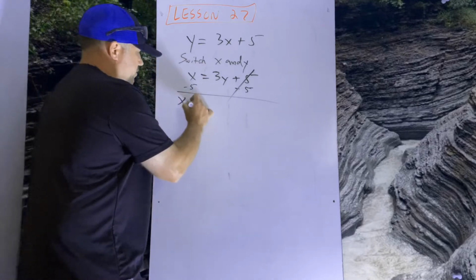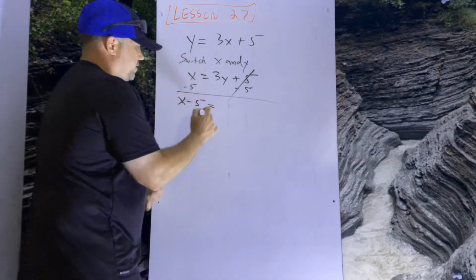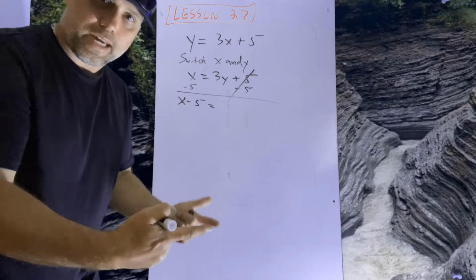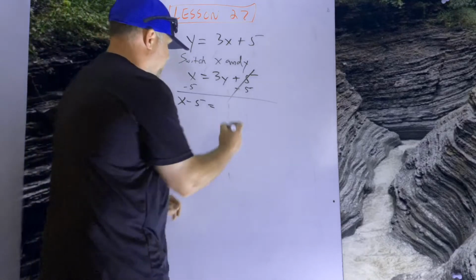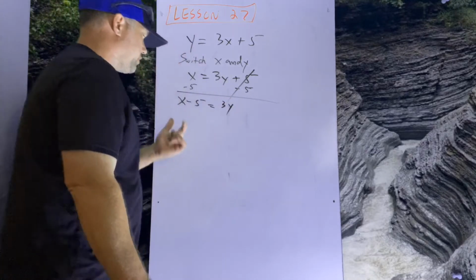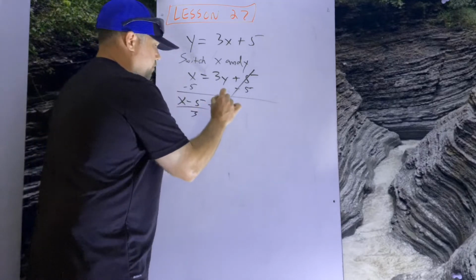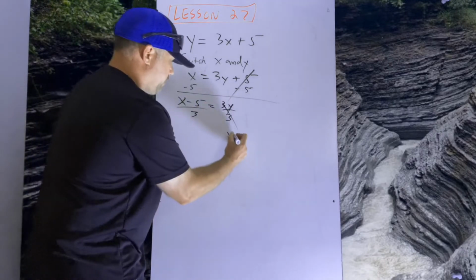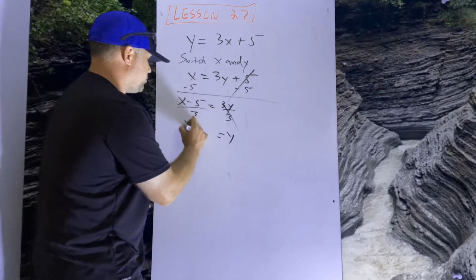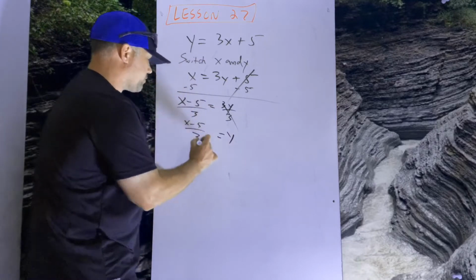I get x minus 5 over here, because I can't actually subtract x and 5, because they're not like terms. And then I have 3y. And then if I divide both sides by 3, there it is. I found out that y is equal to (x minus 5) over 3.